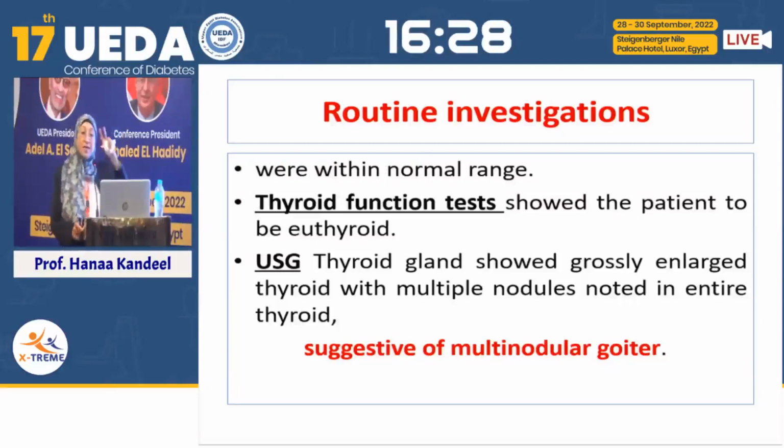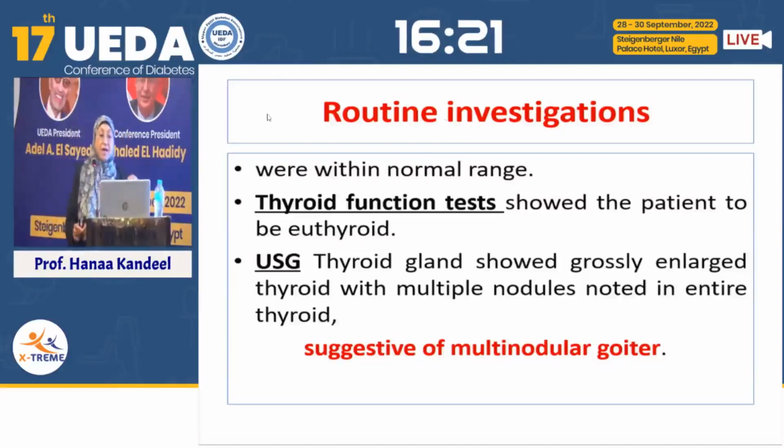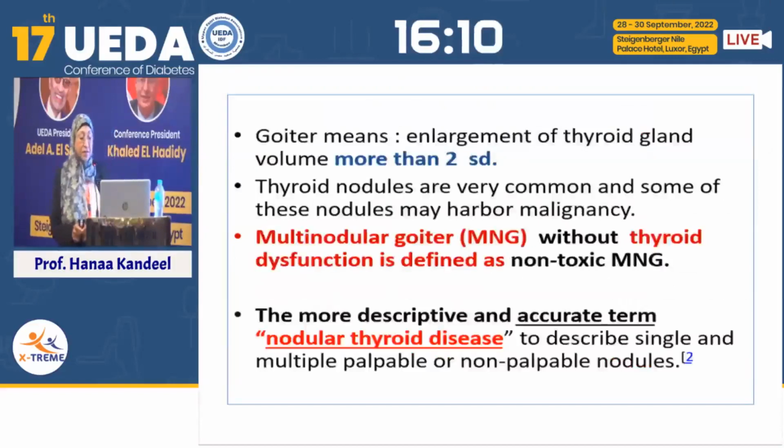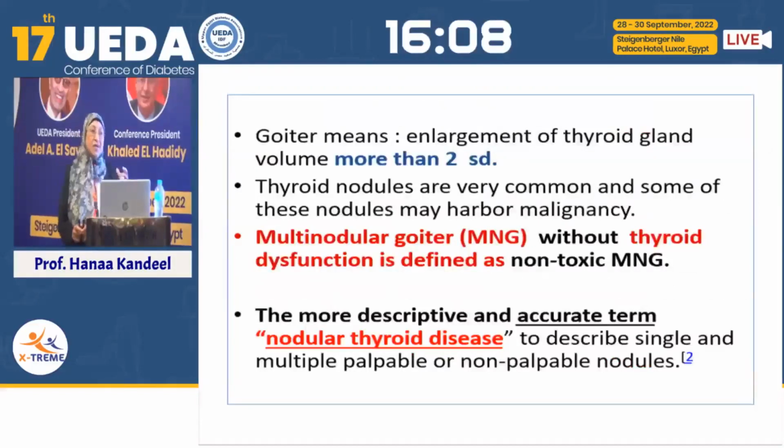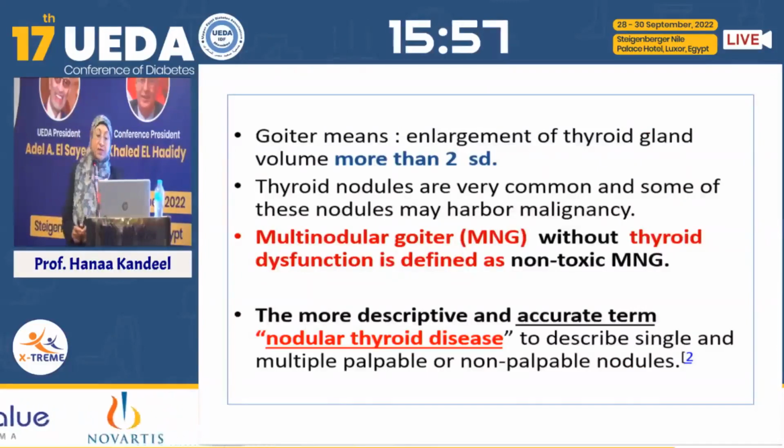From this finding, we will speak about what multinodular goiter is, and at what point I will name this mass multinodular goiter, or differently, how we give the accurate diagnosis for this case. What is the meaning of goiter? It's enlargement of the thyroid by more than 2 standard deviations.